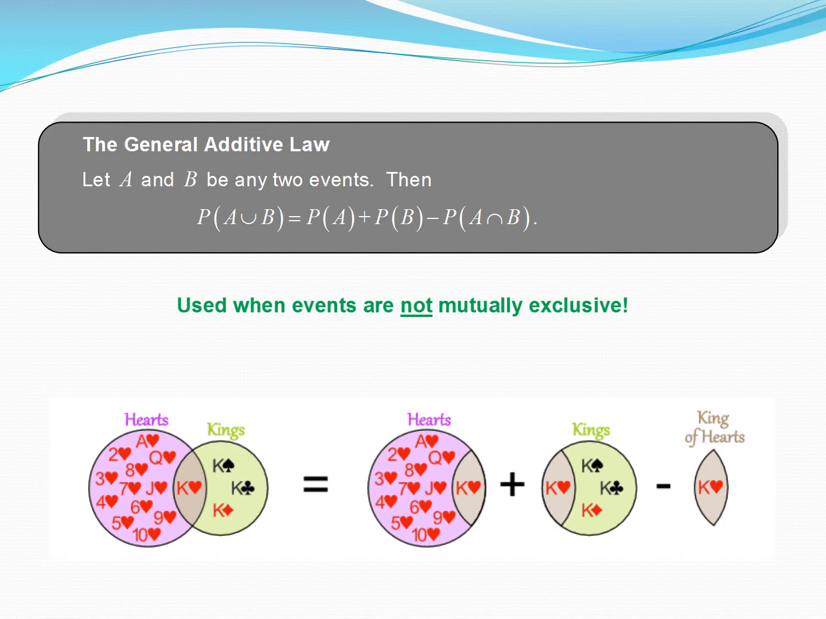For example, let's say in an ordinary deck of cards, we have two events, hearts and kings. Those two events are not mutually exclusive because the king of hearts will be part of both the hearts cards and the kings cards. If you look over here, we basically add the king of hearts twice, so that's why we need to subtract one of them.